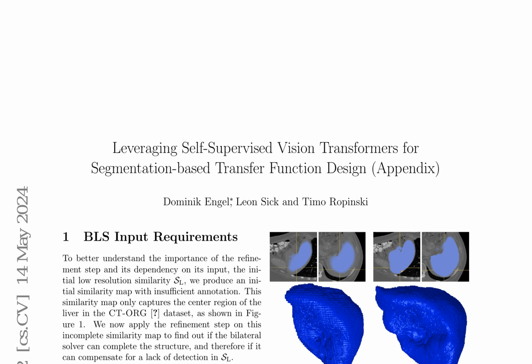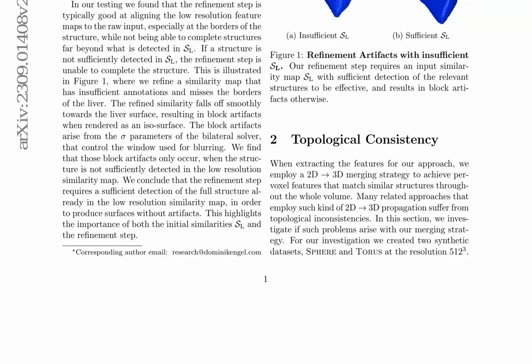If a structure is not sufficiently detected in SL, the refinement step is unable to complete it, resulting in block artifacts when rendered as an isosurface. These block artifacts are attributed to the sigma parameters of the bilateral solver, which control the window used for blurring. The authors conclude that the refinement step requires a sufficient detection of the full structure in the low-resolution similarity map to produce surfaces without artifacts, emphasizing the importance of both the initial similarities SL and the refinement step.